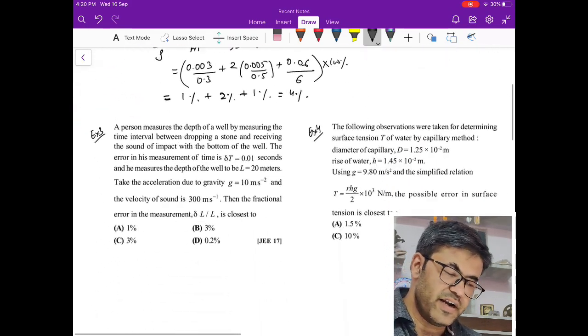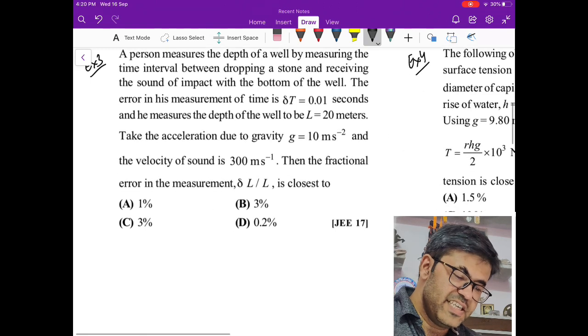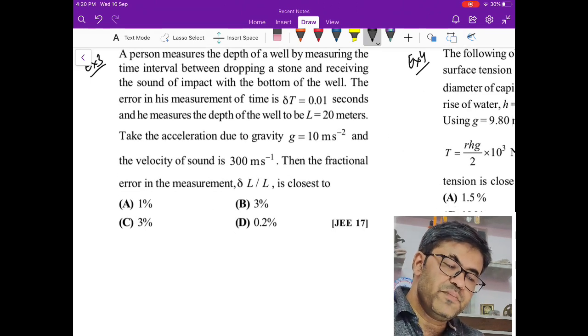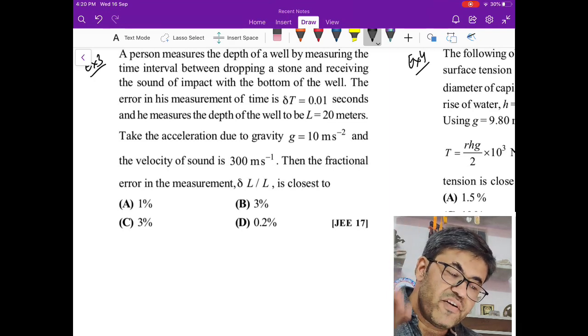Now after this, see the third one. A person measures the depth of a well by measuring the time interval between dropping a stone and receiving the sound of impact with the bottom of the well.